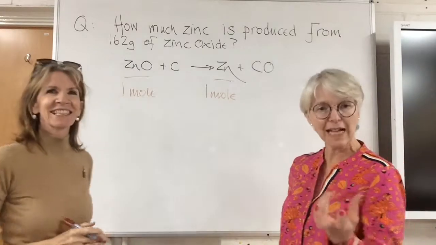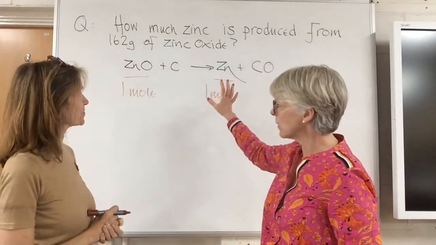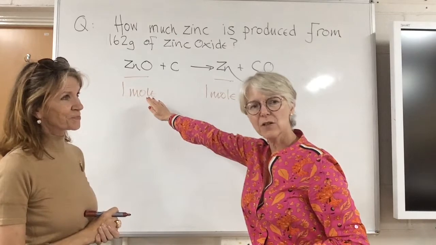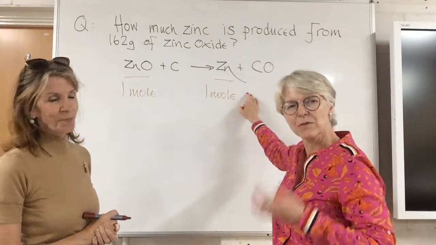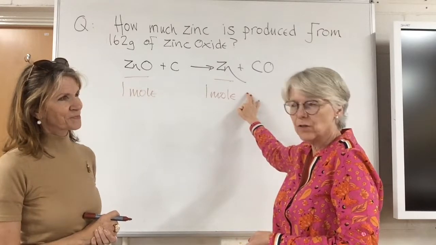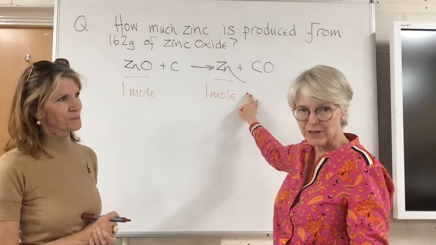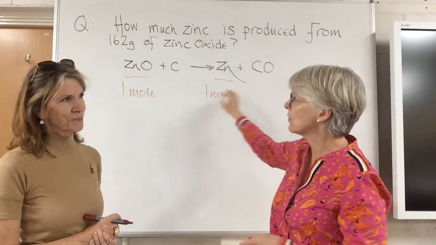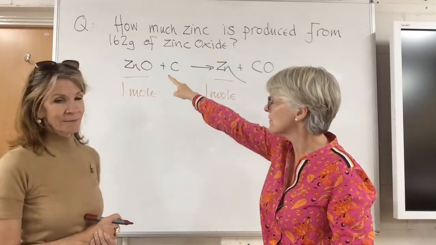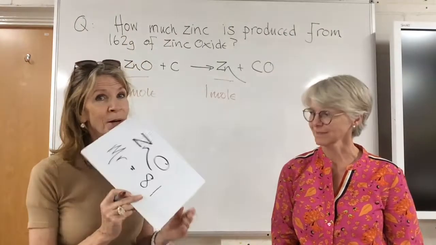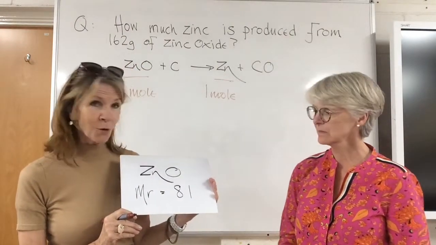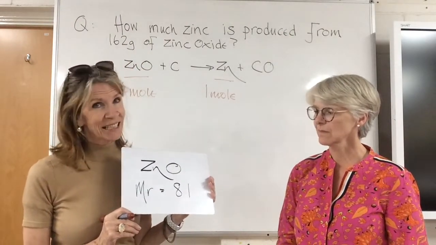So if it helps you, you can write down from the equation 1 mole of zinc oxide produces 1 mole of zinc, and that just gets you in the right mindset for following through. Now, from a previous vlog, you know how much 1 mole of zinc oxide weighs. So how do you work that out? I think we have to calculate the MR, and the MR of the zinc oxide is 81.